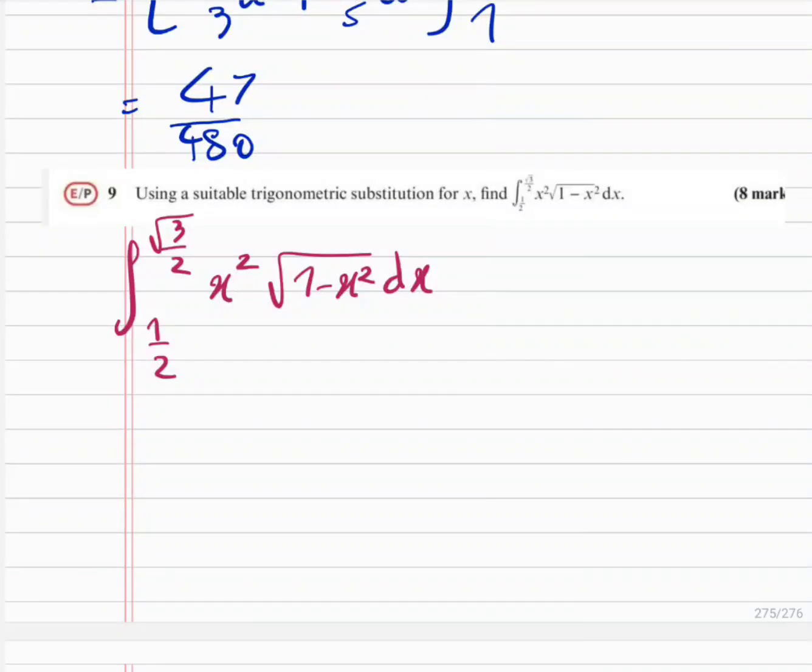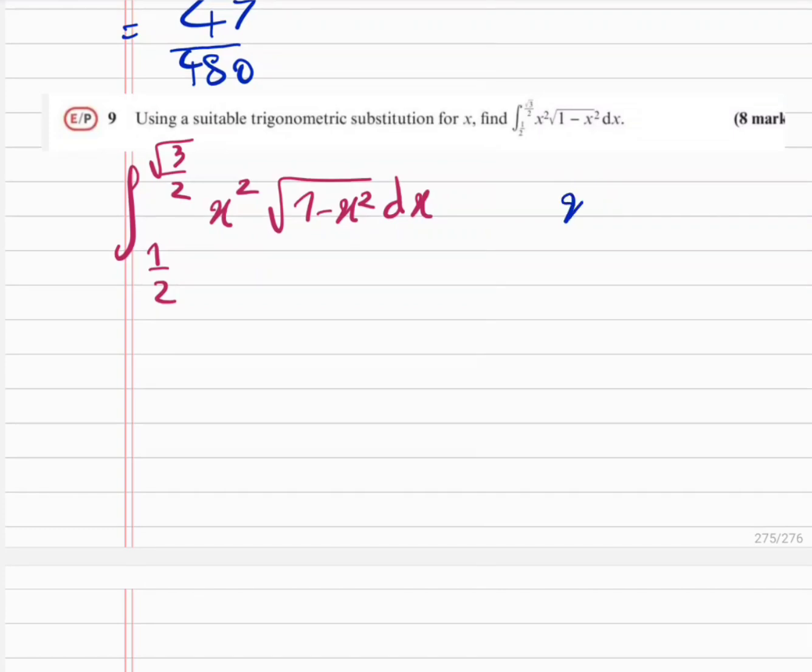Hi everyone, this video is an exercise 11 in question 9. We want to use a suitable trigonometric substitution for x to integrate this expression. So first of all, trigonometric substitution is something that is actually very common. And in this case, let's just start with the substitution x is equal to sine theta. So this might be helpful here.